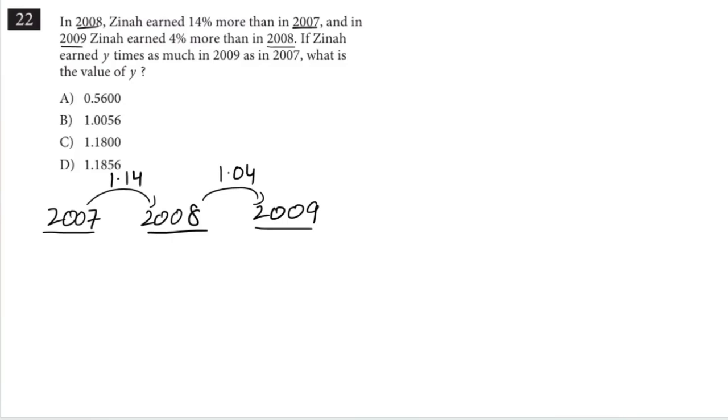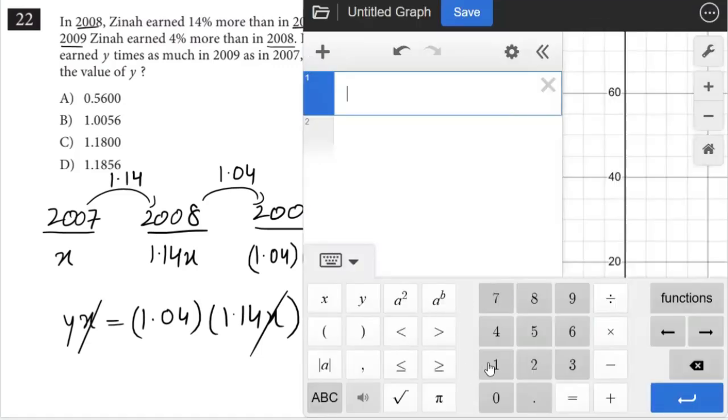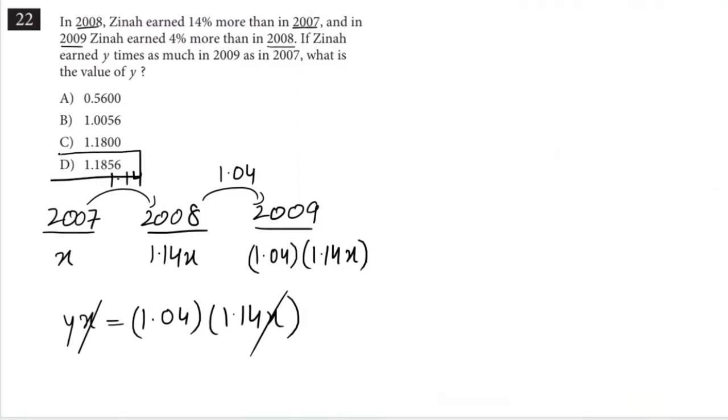Let's suppose 2007 is x, then the 2008 amount is going to be 1.14x. And in 2009, this will be 1.04 times 1.14x. This amount in 2009 is y times the amount in 2007. So yx is going to be 1.04 times 1.14x. Get rid of these x's and let's get this value in the calculator: 1.04 multiplied by 1.14. Which option works? D is the correct answer.